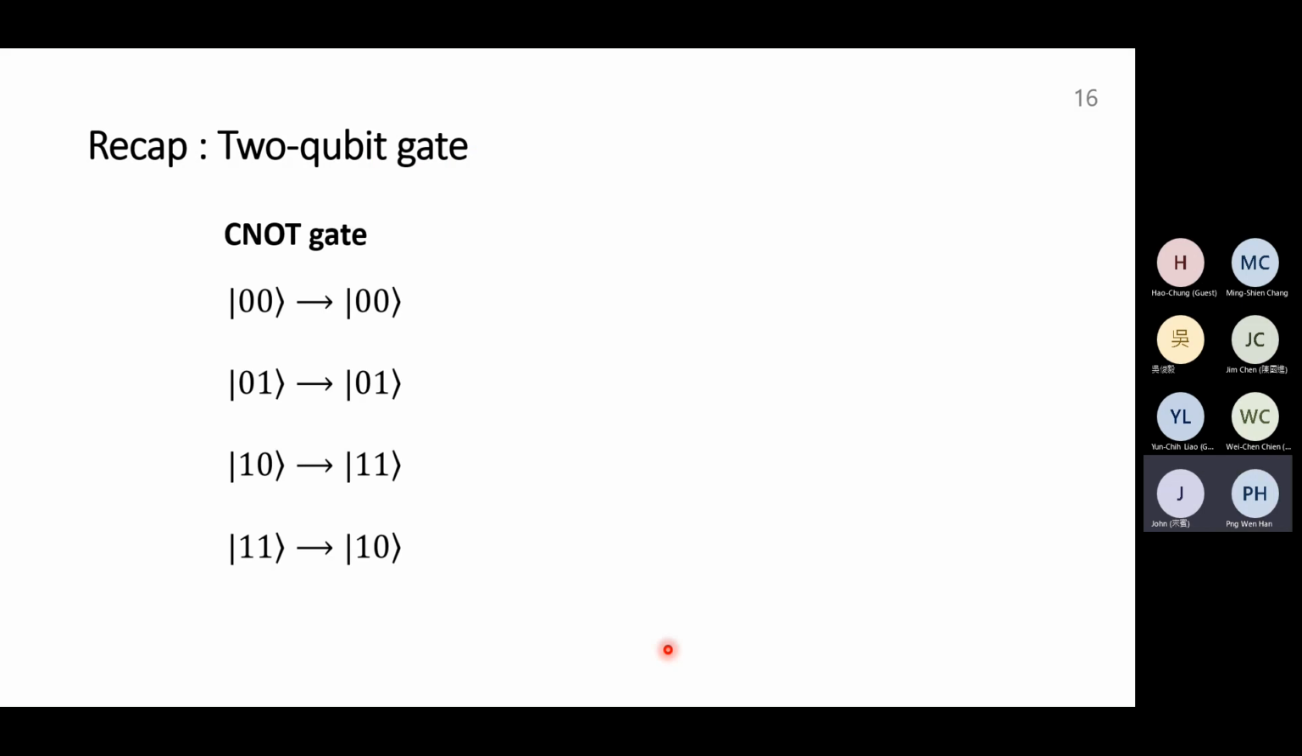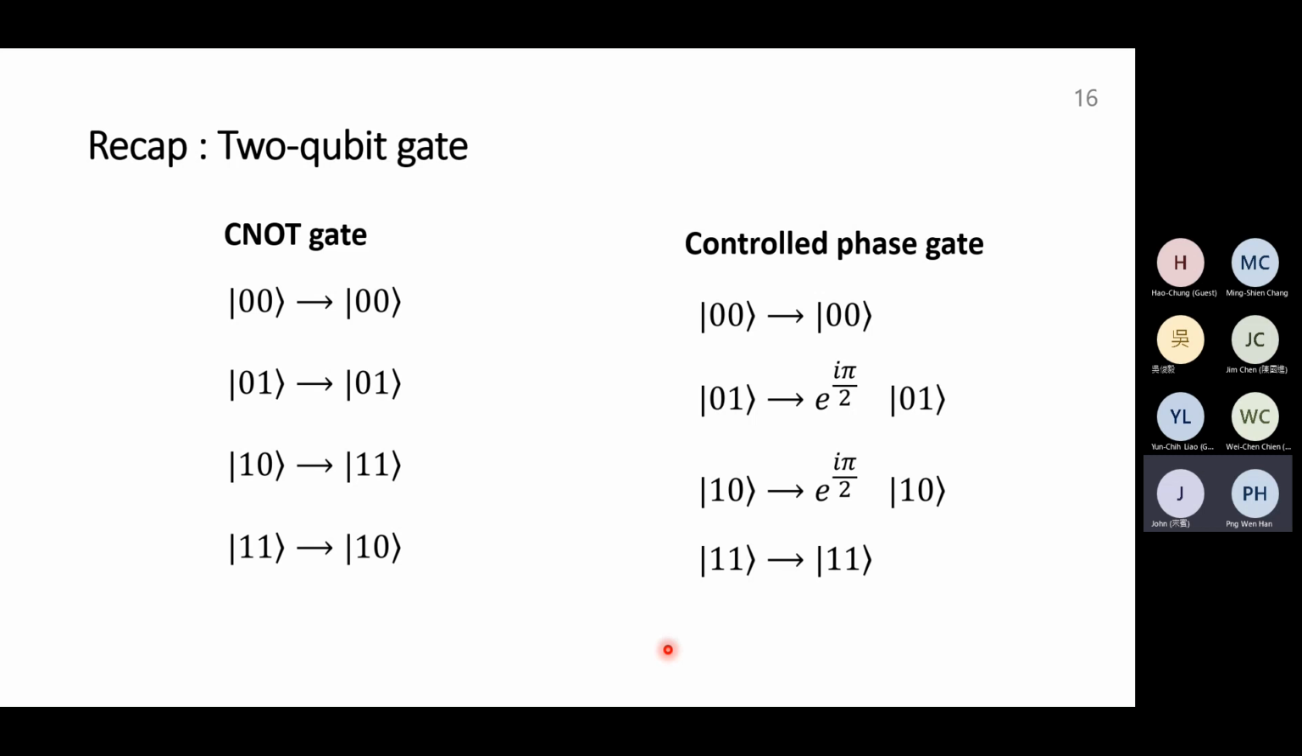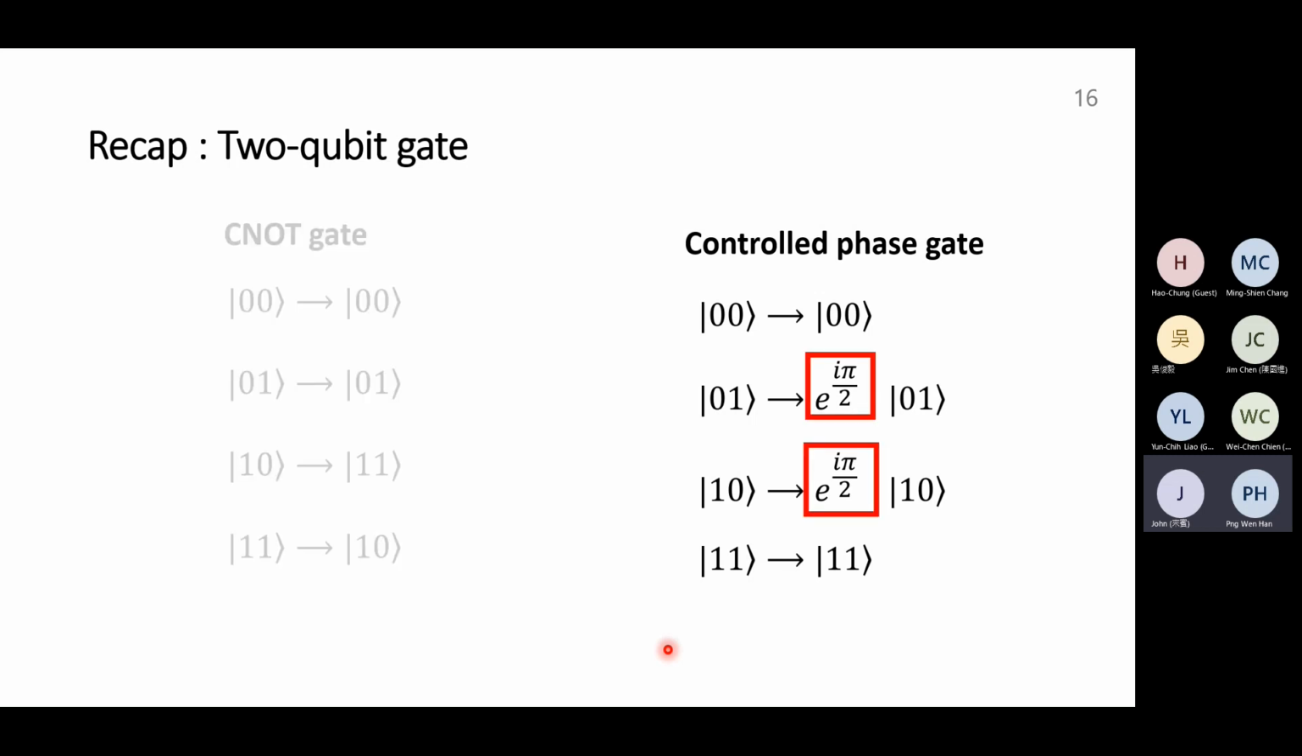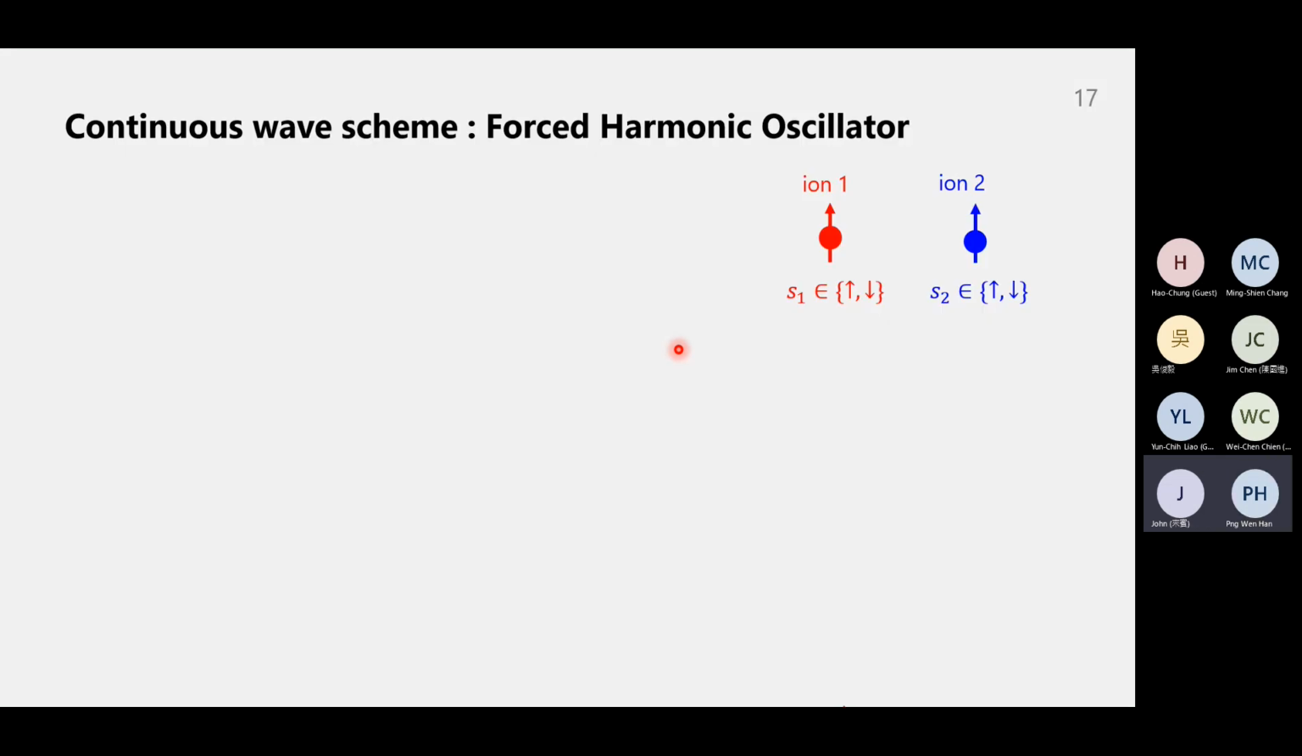Now, I'm sure you all know the qubit gates. So for trapped ions, it is more convenient for us to realize a controlled phase gate. Okay, so first, I would like to talk about the continuous wave scheme.